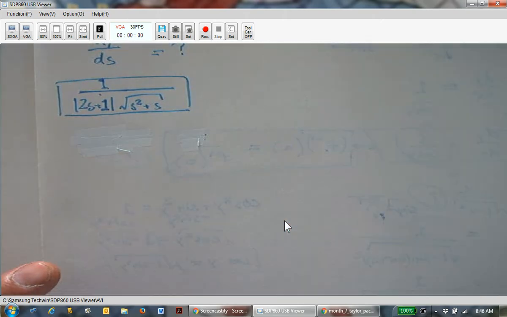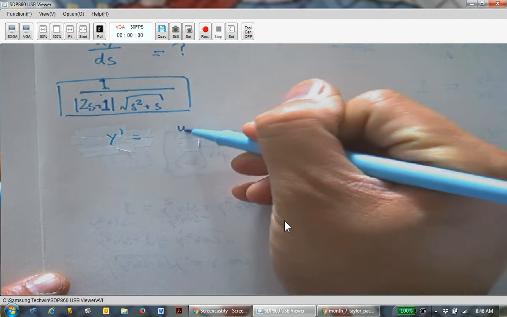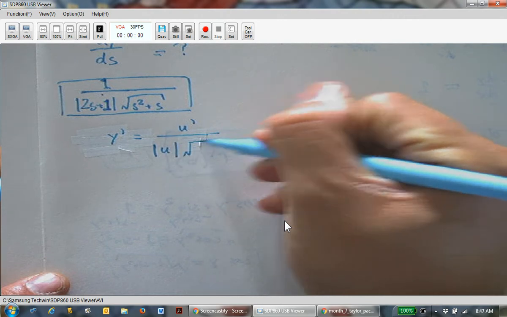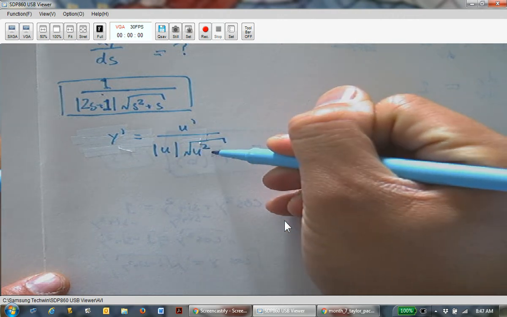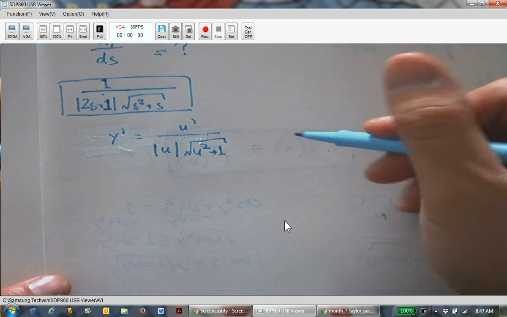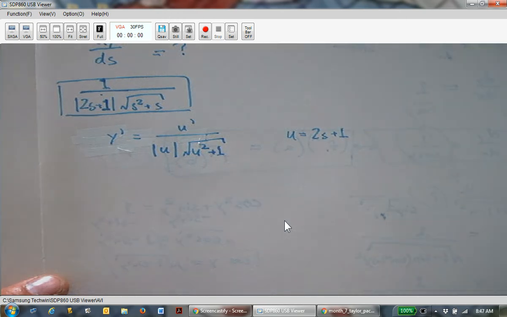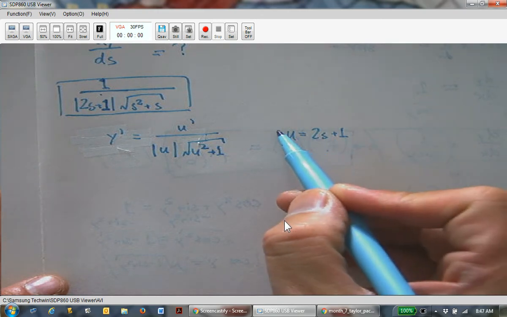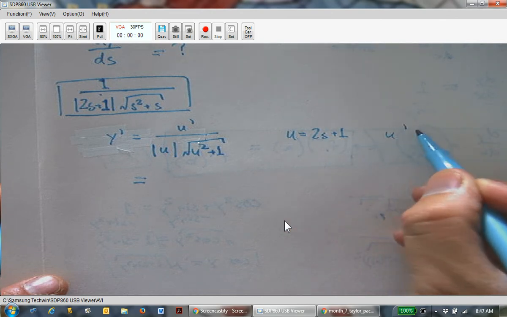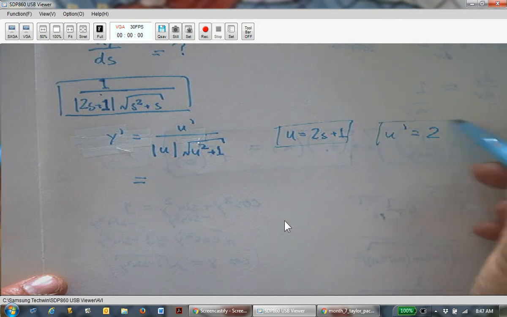Hold on. Let's back up really quick to go through that problem. y prime is equal to u prime over the absolute value of u times the square root of u squared plus 1. What are we defining as u? 2x plus 1. Now we're going to plug this back into wherever the positions of u are. What is u prime, by the way? 2. I like to do the stuff on the side here. u prime is equal to 2.